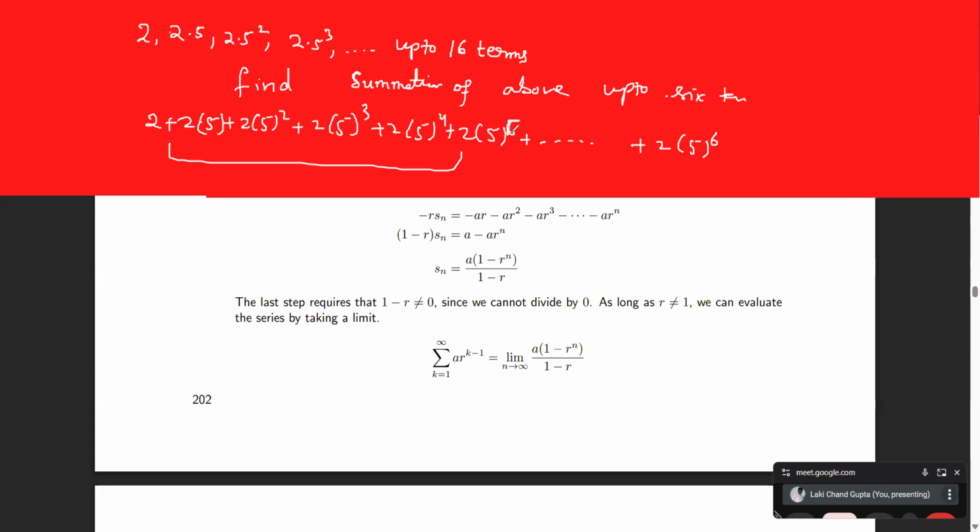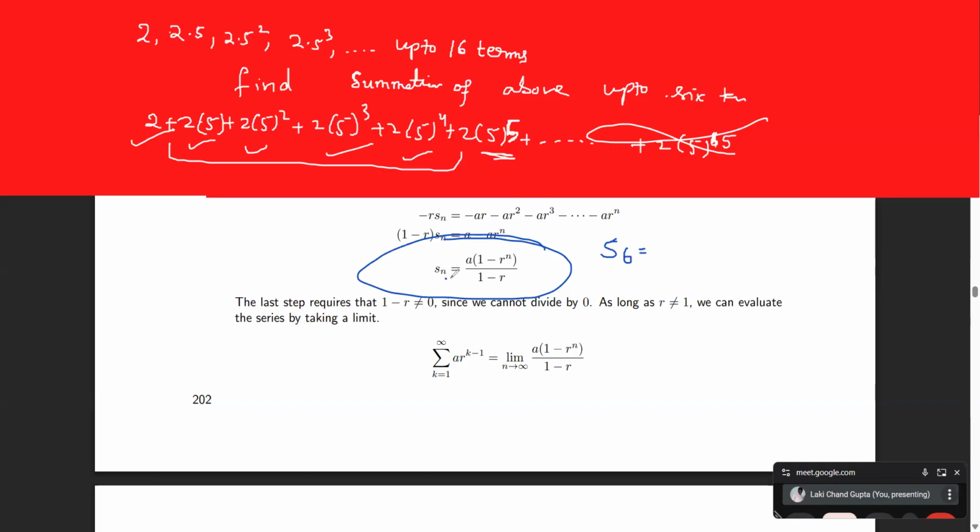Yeah, to the power 15. Why? Because this is first term, second, third, fourth, fifth, and sixth. So for 6 terms the power is 5, and for 16 terms the power will be 15. Yes. But I am asking directly, without doing this, find the value of summation up to 16 terms. Then we have to use this formula. Okay. So write here 6 for 6 terms.